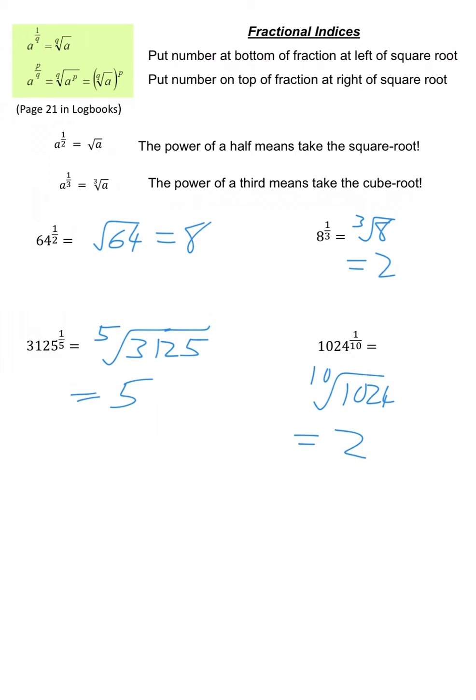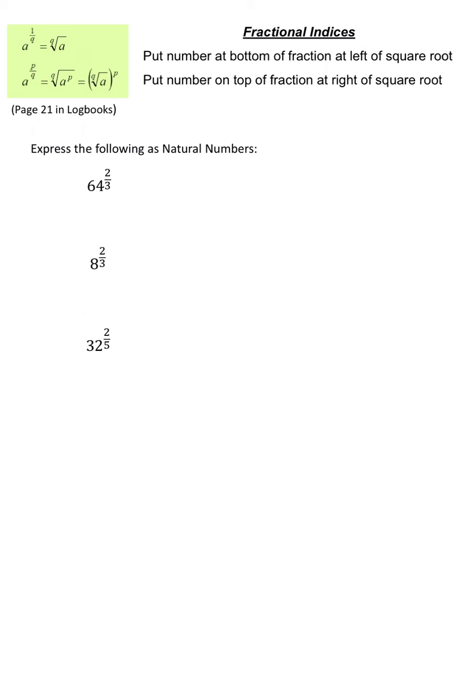Now, if you're any bit unsure, your calculator will do these functions for you. But if you're dealing with algebraic terms, you won't be able to use your calculator, so it is important to know how to use these rules. Okay, so if we look at these fractional indices now, we're going to be looking at the rule up here. So what we do is we put the number at the bottom of the fraction to the left of the square root, and put the number on top of the fraction at the right of the square root. So you can see how they're doing it here in the rule on page 21 in the logbooks.